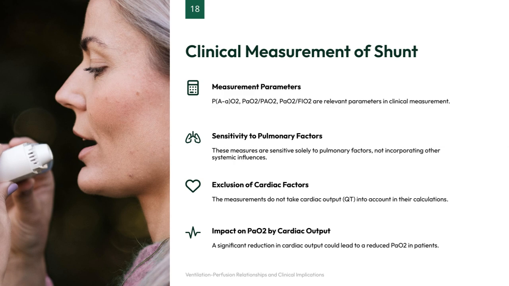However, one limitation is that they do not account for cardiac output, meaning the heart's role in circulating blood isn't factored into these calculations. Despite this, changes in cardiac output can still indirectly affect oxygen levels. For instance, a significant drop in cardiac output can lead to lower PaO2 values, impacting the overall oxygenation status of the patient. Understanding these nuances helps us interpret these measurements more accurately in a clinical setting.